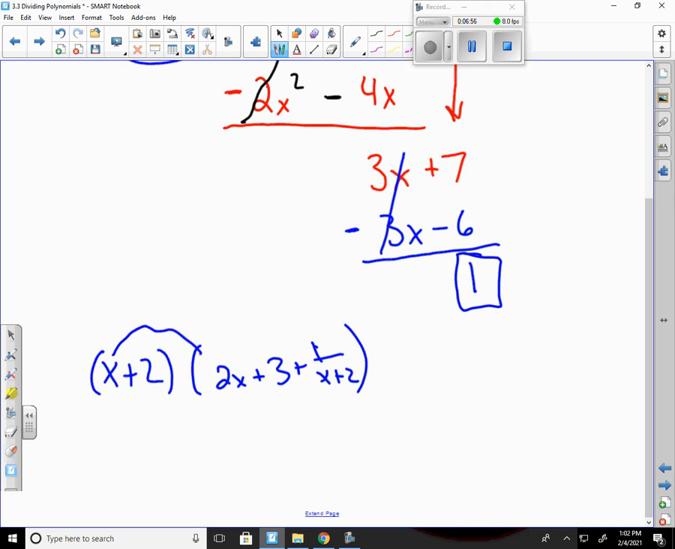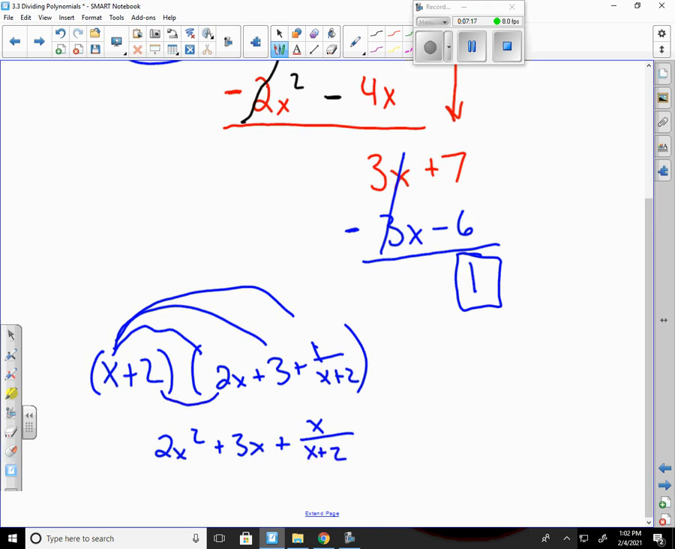So x plus 2 times 2x, that's going to give us 2x squared. X times 3 is 3x. X times 1 over x plus 2 will give me x over x plus 2.